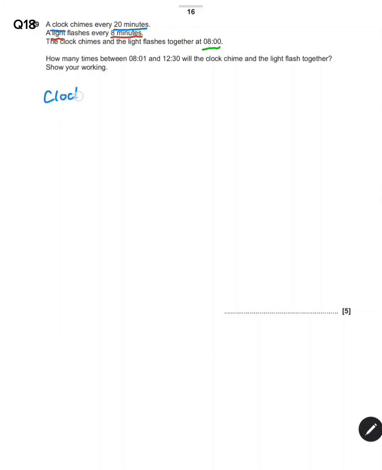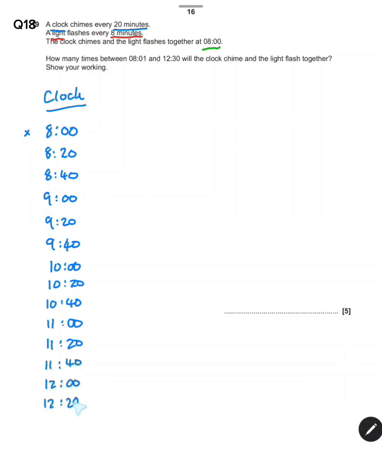Let's look at the clock first. I'm just going to start writing down times from 8 o'clock. So we know 8 o'clock is when they first flash together. So be careful with this one. We're going to keep just counting up in 20 minutes. So 8:20, 8:40, 8:60, 60 minutes in an hour would be 9 o'clock. I'm going to keep adding on 20 minutes to these times. Then I'm going to stop at 12:20 because if I went to 12:40, that's after this time. So I'm not interested in that.